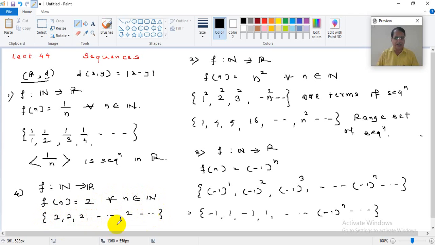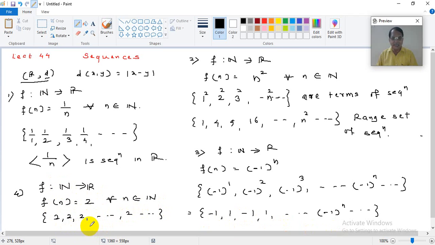If you consider the range sets of these sequences: for the first sequence, 1 upon n, the range set is 1, 1 half, 1 by 3, 1 by 4, and so on. For the second sequence, n square, the range set will be 1, 4, 9, 16, and so on. Then the third is minus 1 raised to n, so the range set will be minus 1, plus 1, minus 1, plus 1, etc. And finally, f of n is equal to 2 for all n, so all the terms of that sequence will be exactly equal to 2.